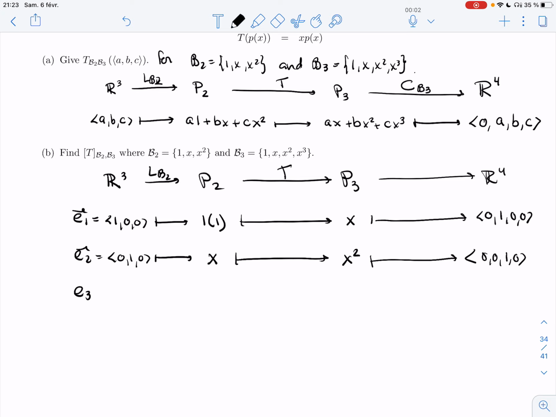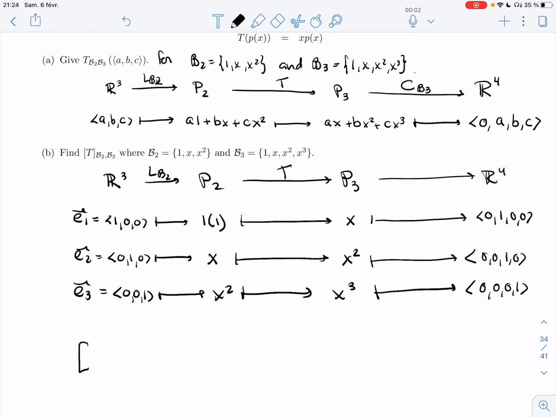We need E3. That's going to look at the third. Every time I say third, I write 3. The third basis vector, which is x squared. Again, multiply it by x. I get x cubed, and then transform it into a vector. Linear combination, don't need that one, don't need that one, don't need that one. Need one of that one, so 0, 0, 0, 1.